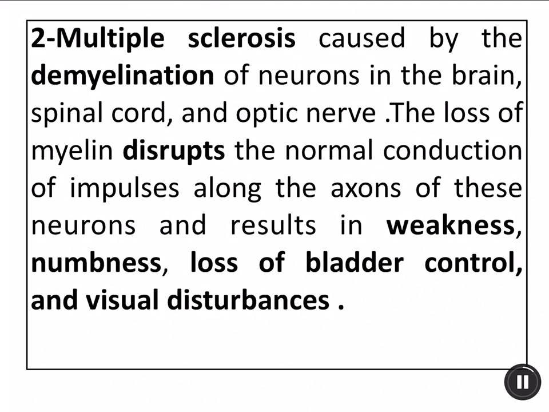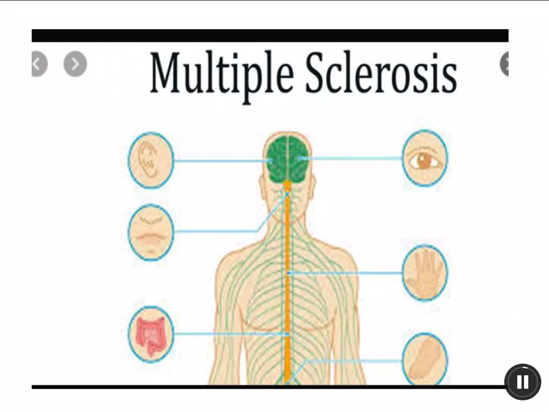Another disease is multiple sclerosis, caused by demyelination of neurons, and so there are many signs and symptoms: weakness, numbness, loss of bladder control and visual disturbances. All of this is related to demyelination of neurons in the brain, spinal cord and optic nerve. The loss of myelin disturbs the normal conduction of the impulse. This figure shows the signs and symptoms of multiple sclerosis.